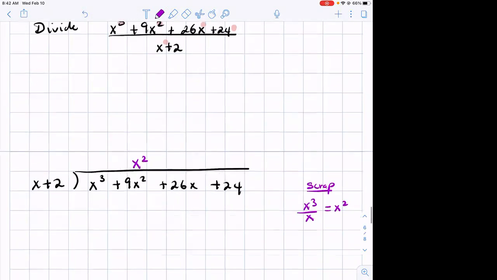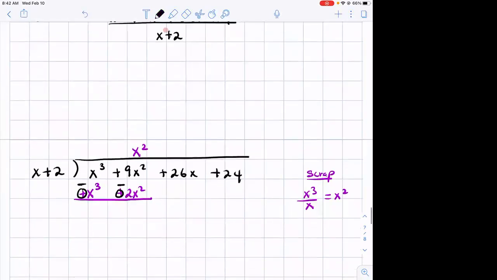And then I distribute the x squared to the x. So this becomes x cubed, it's positive. X squared times 2 becomes plus 2x squared. And don't forget, I have to change my sign. So this becomes a minus, this becomes a minus. 9x squared minus 2x squared is 7x squared. The plus x cubed and the minus x cubed cancel. Immediately after you combine, you should bring down.